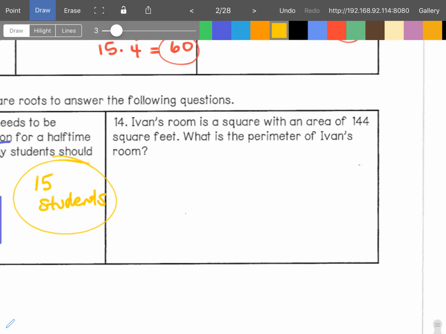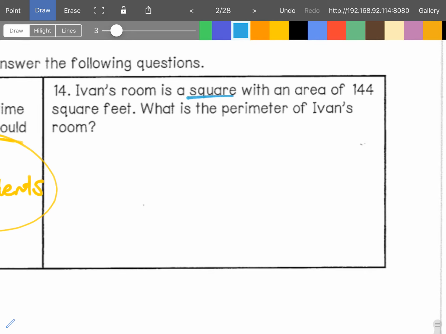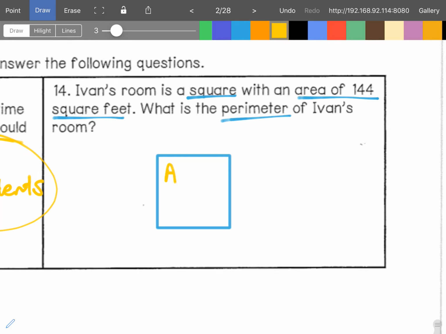All right, the last problem, number 14. Ivan's room is a square, okay, again a square, with an area of 144 square feet. What is the perimeter of Ivan's room? Okay, so let's just draw a picture of his room first of all. There's a square room, okay? And they tell us that the area in here is 144 square feet, so feet squared is how we write it. Okay, well, if this is a square, we know that it's got to be the same here and here. So what times itself is 144? If you said 12, that's correct. So 12 times 12 would be 144, so that means the length on each side of the square is 12.